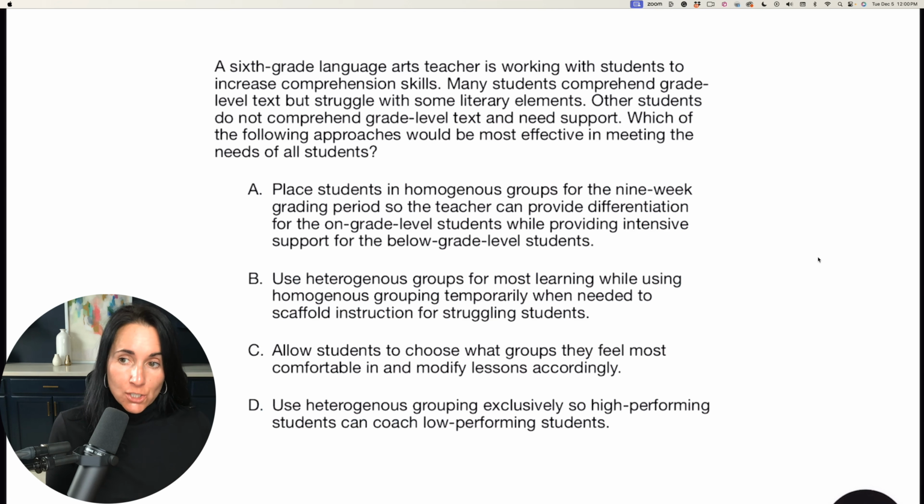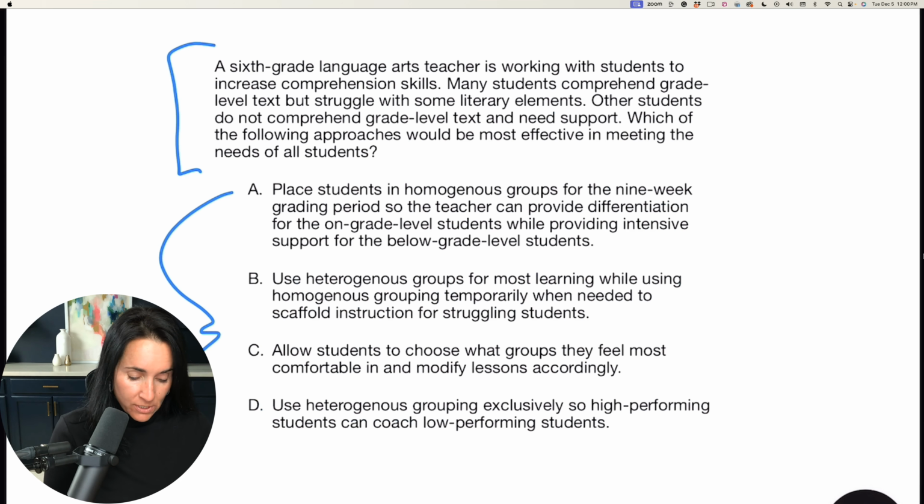Now, this is a large scenario question. You've got a big scenario up here and then a bunch of long answer choices. If you've seen my videos, I'm always going to work backward, and I'm going to read the answer choices first to find good words and eliminate bad words. All right, let's start with A.